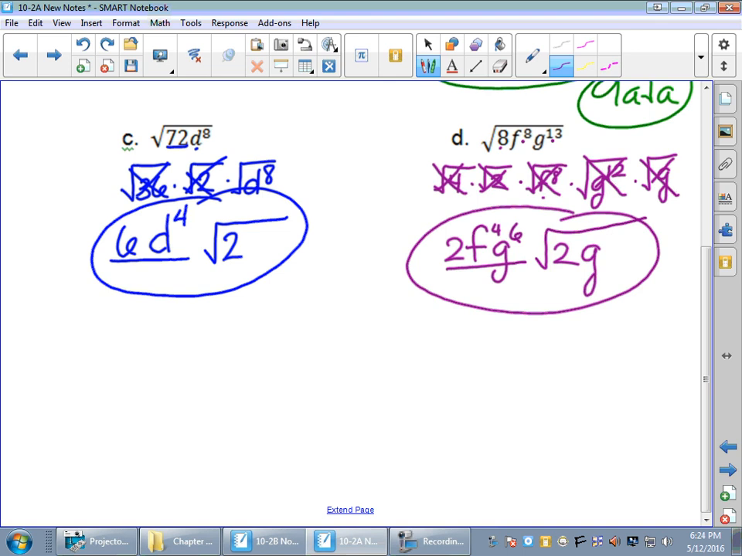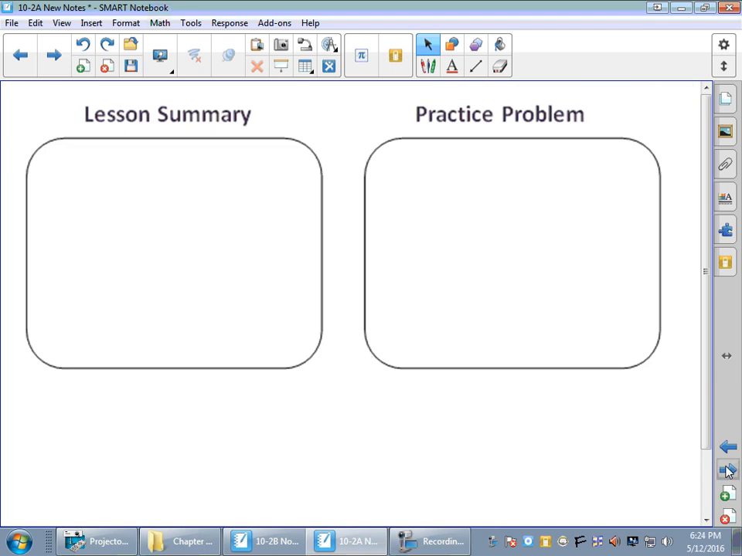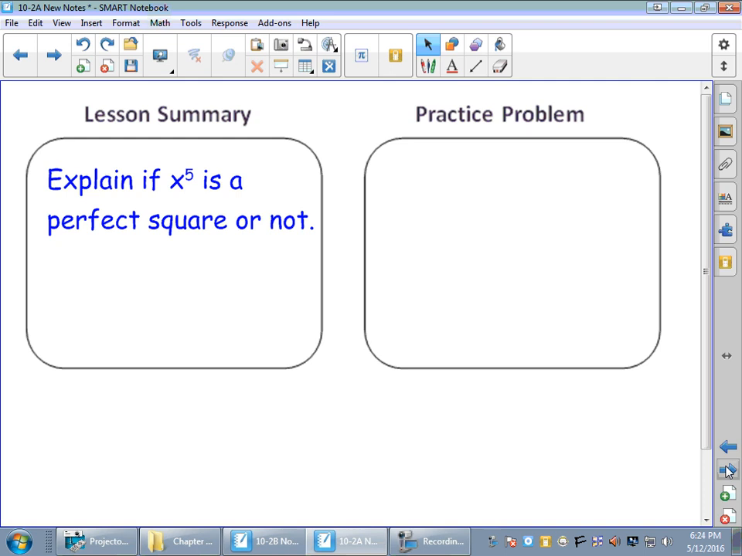Okay, so we're going to do a whole worksheet of these tomorrow in class. So the lesson summary, I want you to explain to me if x to the 5th is a perfect square or not. Just explain yes or no and why. And then your simplification problem is the square root of 56 x to the 1st, y to the 10th, z to the 5th. Good luck.